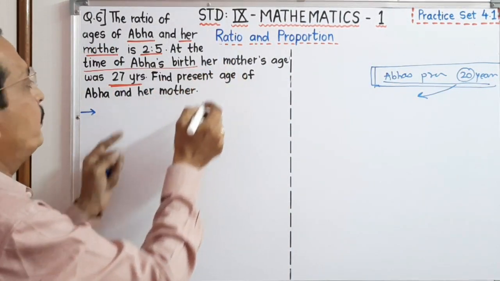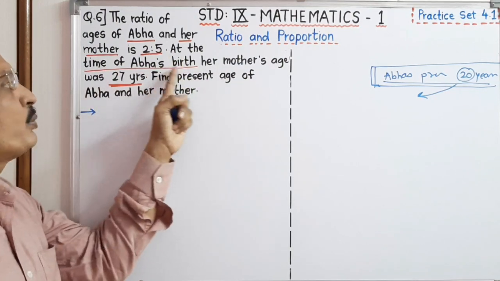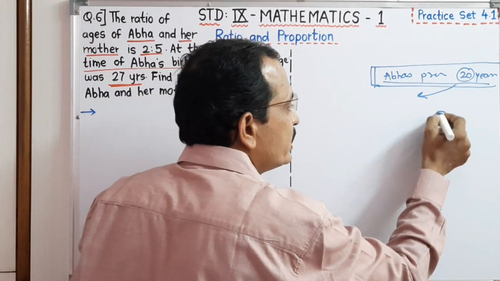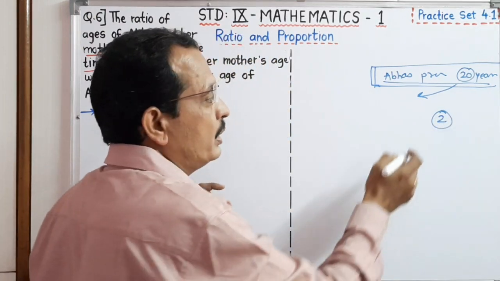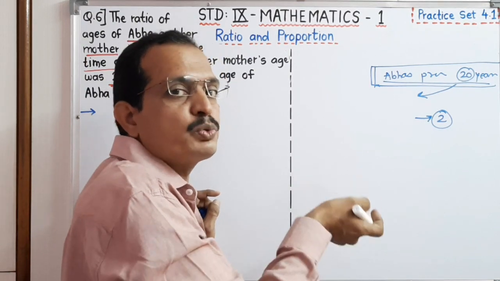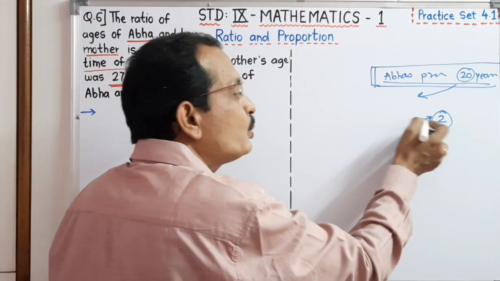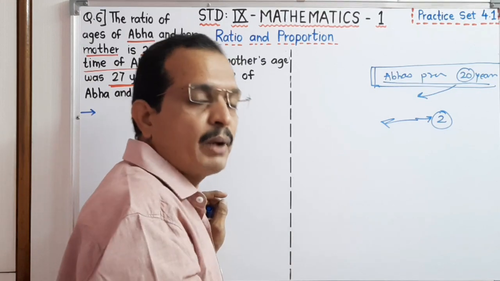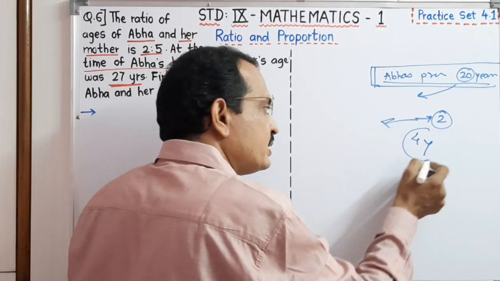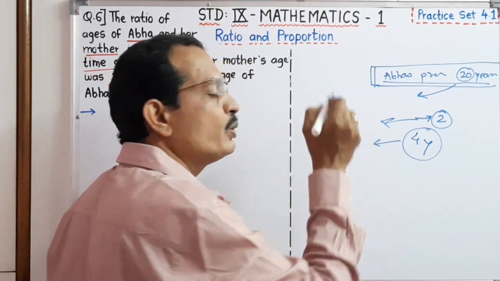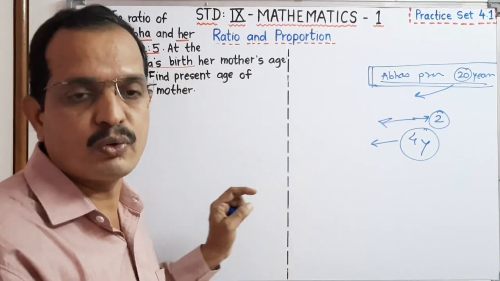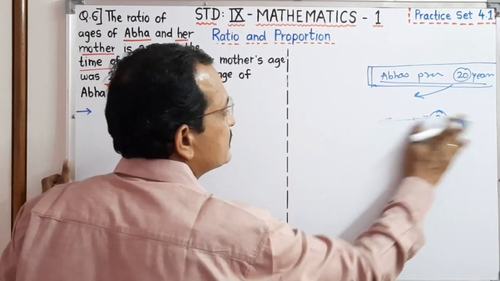At the time of Abba's birth means, suppose Abba's age is 2 years, then her birth took place 2 years before. That means we have to find out the age before 2 years. But if Abba's age is 4 years, then her birth took place 4 years ago. That means we have to find out the age of her mother before 4 years. Therefore, dear students, see here.